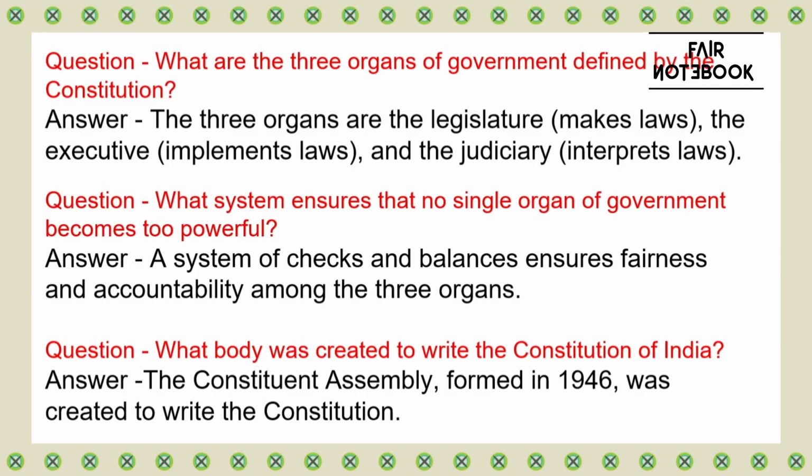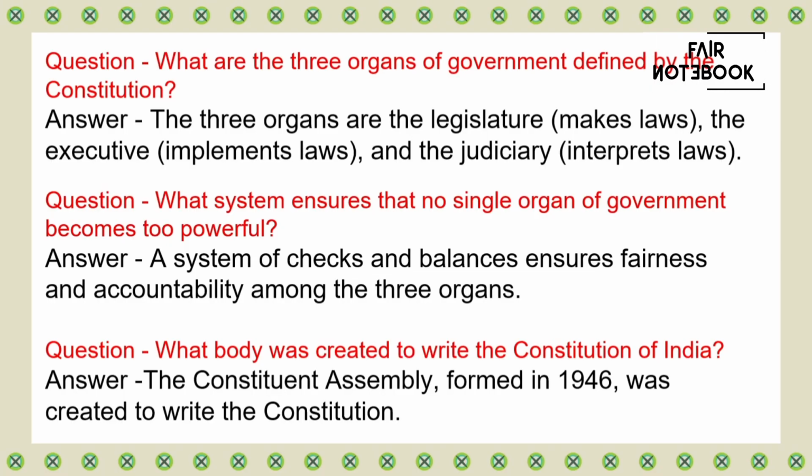Question: what are the three organs of government defined by the Constitution? Answer: the three organs are the legislature, which makes laws, the executive, which implements laws, and the judiciary, which interprets laws. Question: what system ensures that no single organ of government becomes too powerful? Answer: a system of checks and balances ensures fairness and accountability among the three organs.